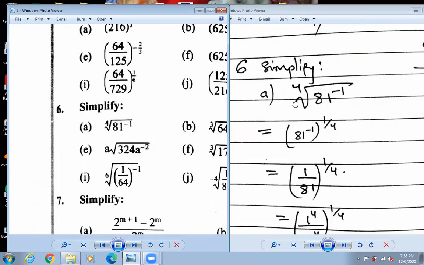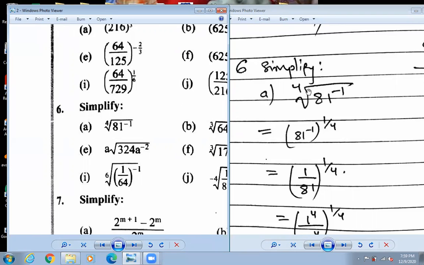So in question number 6a, there is written 4th root under 81 power minus 1. So this minus 1 is for 1, okay? 81 is the number, the minus 1 is not for 81, but for turning it upside down. Okay, so it is 81, so minus 1 of 81. Okay, so how do we do it? Okay, let us do it like the previous number.